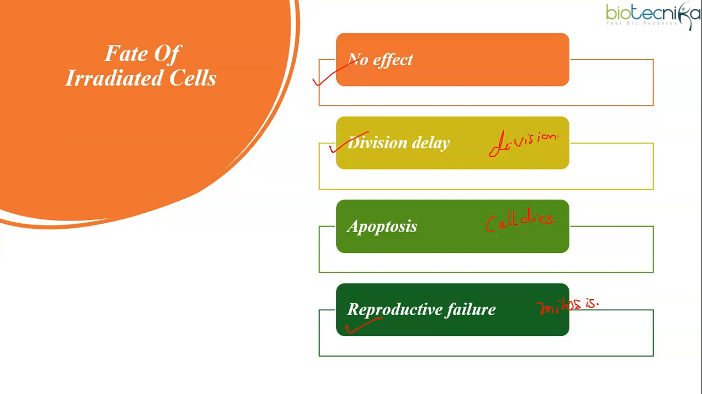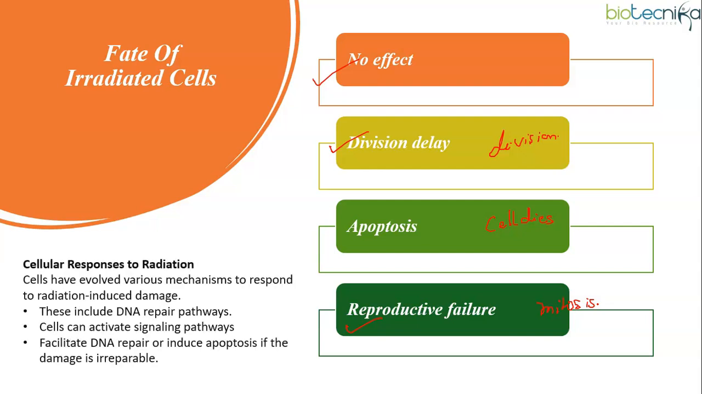Kindly note that cells have evolved various mechanisms to respond to radiation-induced damage. These include DNA repair pathways such as base excision repair, nucleotide excision repair and homologous recombination. Additionally, cells can activate signaling pathways such as the p53 pathway to arrest the cell cycle and facilitate DNA repair, or induce apoptosis if the damage is irreparable.